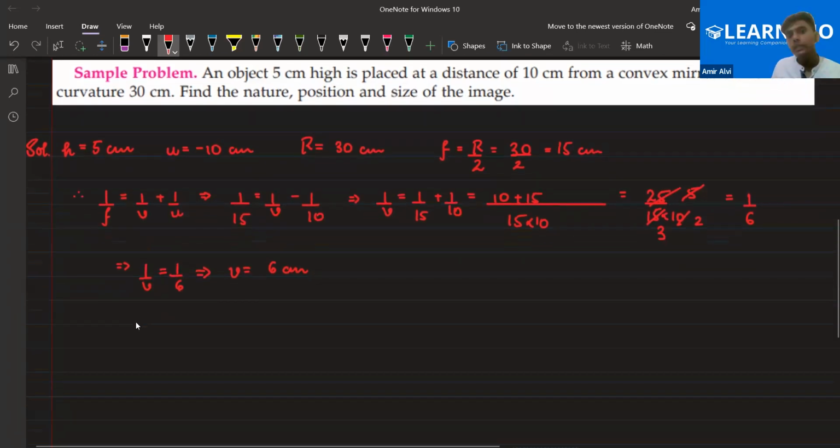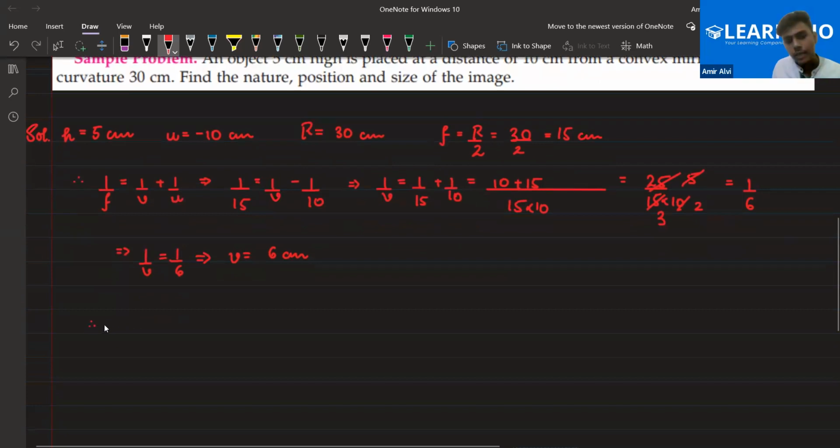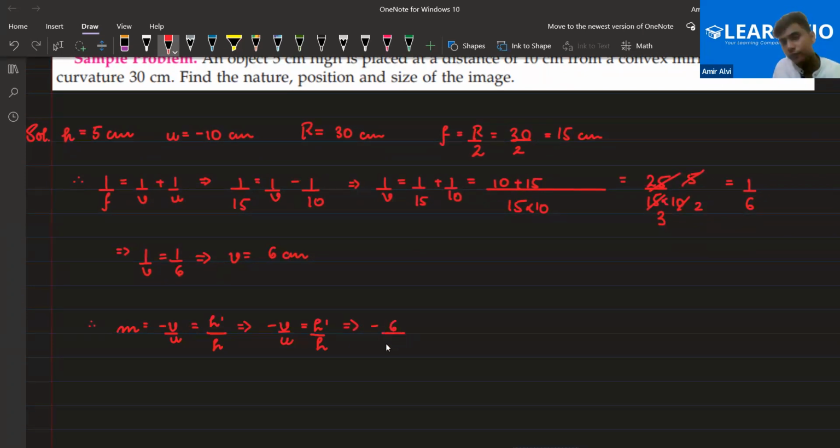Now we have to find the size of the image as well. How to find the size of the image using the magnification formula, that is minus v by u equals h dash by h, because the ratios are equal. This v is positive. So minus of 6 by minus of 10 equals h dash, which we have to find, divided by 5. So this negative will cancel this.